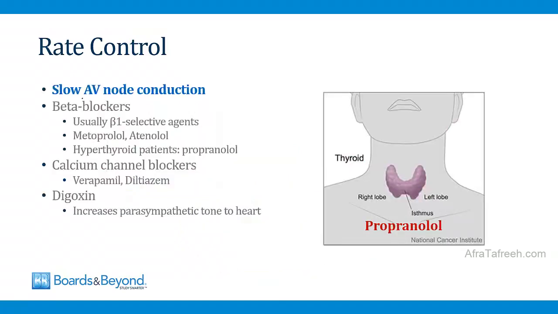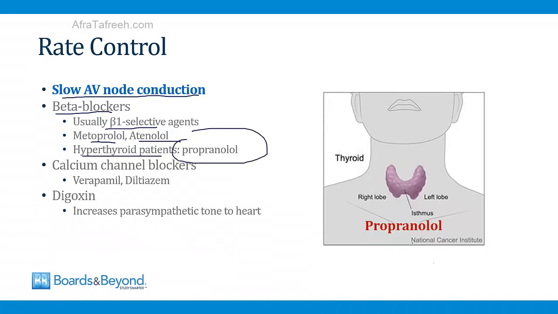So as I just mentioned, all of the drugs used for rate control slow AV nodal conduction. Beta blockers used for rate control are usually beta-1 selective agents like metoprolol and atenolol. These agents target the beta-1 receptors found in the AV node. One special note, and this is super high yield for board exams, in patients who are hyperthyroid and also have atrial fibrillation, the drug of choice is propranolol, and I've written that on this slide here to remind you of that. Propranolol is an old beta blocker that we don't use much anymore in the modern era, but in addition to being a beta blocker that slows conduction through the AV node, it also minimizes many of the symptoms of hyperthyroidism, so it's the ideal drug in hyperthyroid patients with atrial fibrillation.